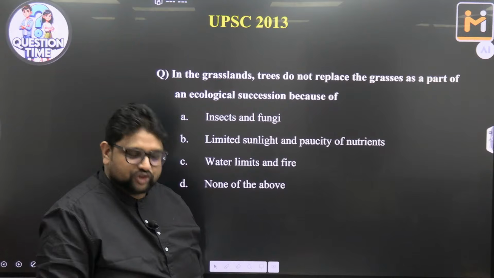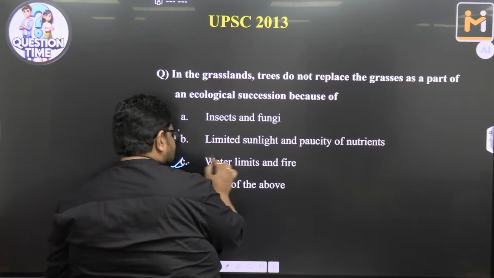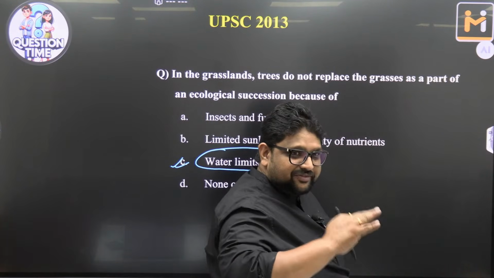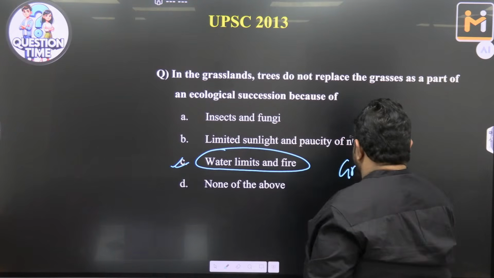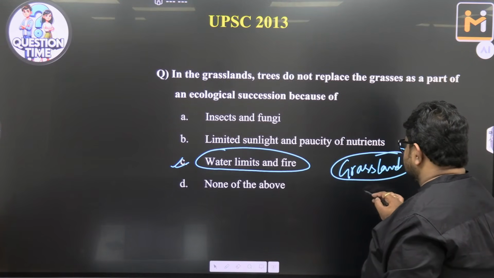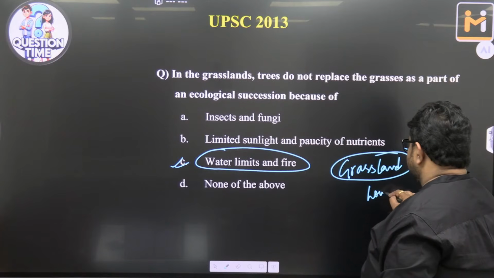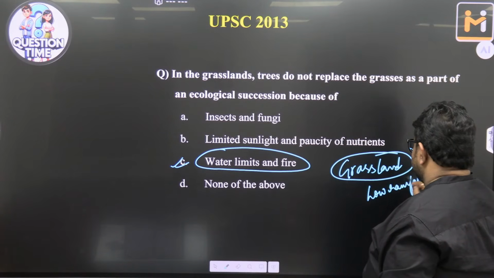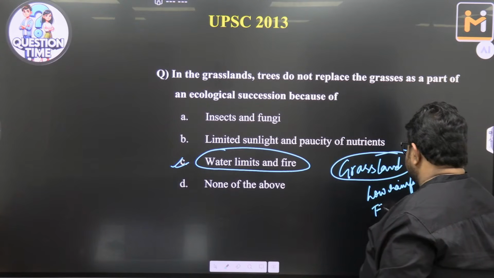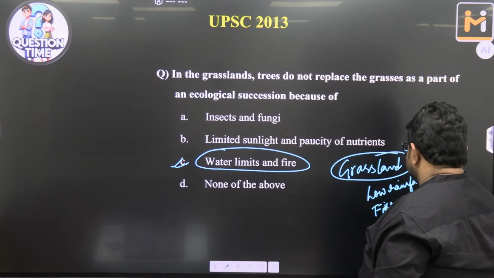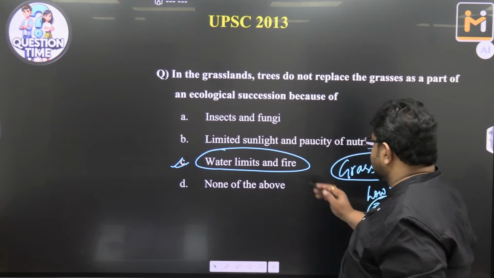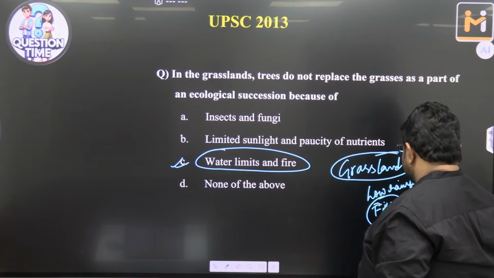Okay. So the answer is water, limits and fire. There are three things which limit the soil from improving. Wherever you see grasslands, you will find that area has low rainfall, that area has frequent forest fires. Every year there will be fire incidences happening in the grasslands, and there will be a lot of grazing animals.